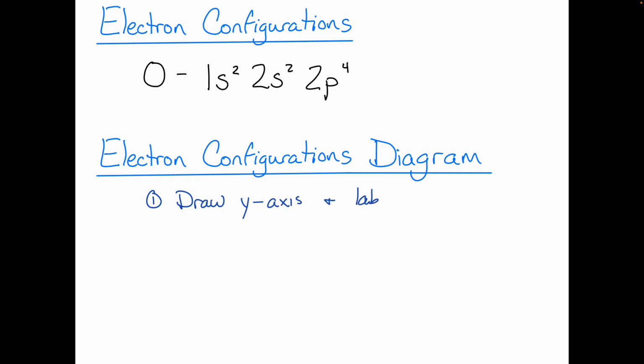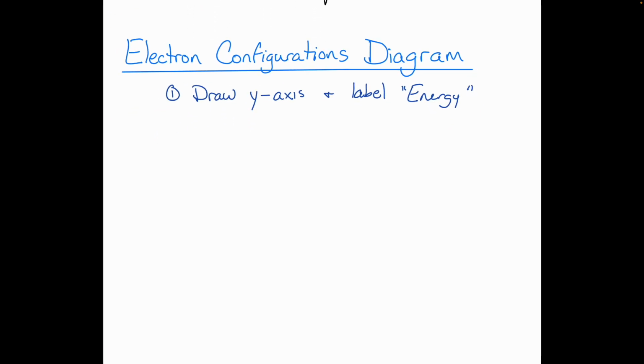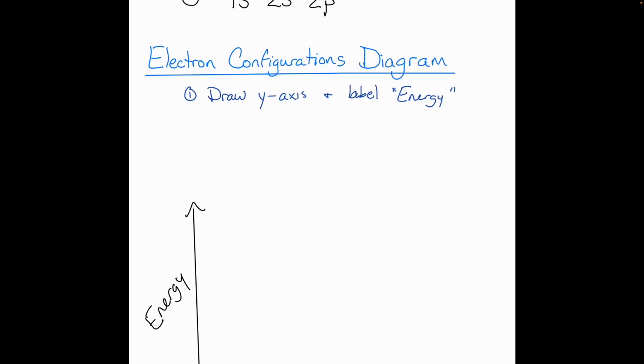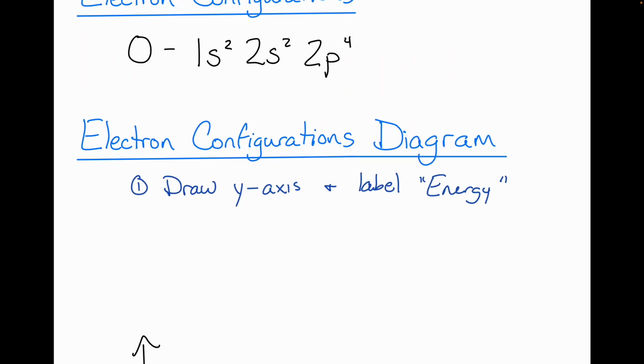All right, so step 1 of our electron configuration diagram is to draw a y-axis and label it energy. Okay, so I'm going to draw a y-axis and I'm going to label it energy. Check, check. Okay. So now I need to orient.